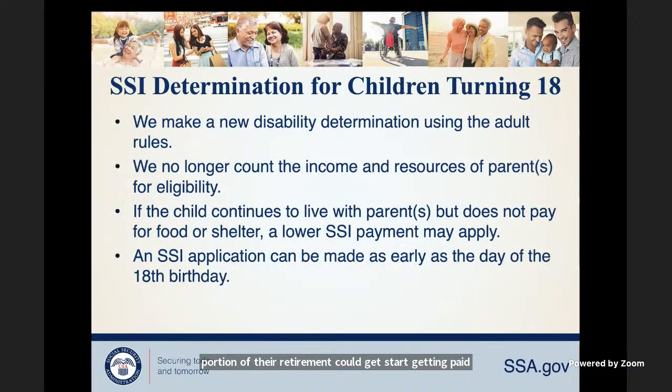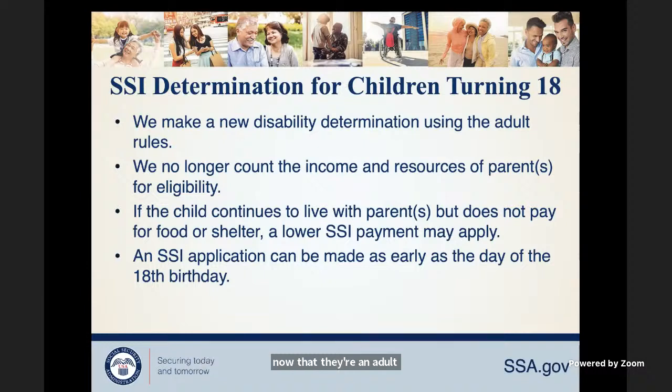So let's say someone's on SSI already. They qualified as a child, they're getting benefits, and they turn age 18. What happens is we call it a continuing disability review. We have to look at them now as an adult. We have to look at whether they are able to work and earn over that $1,550 a month now that they're an adult.